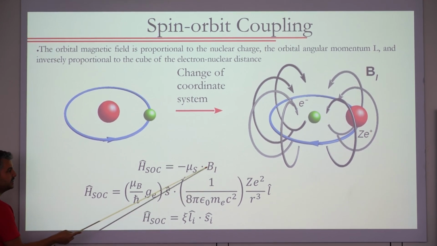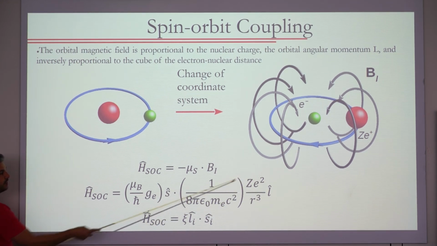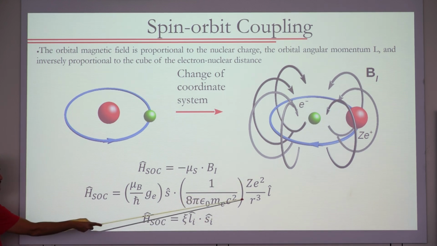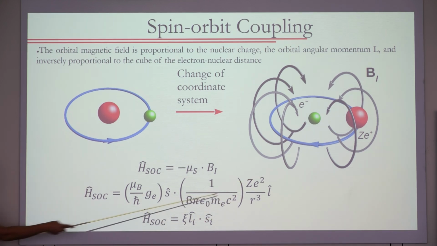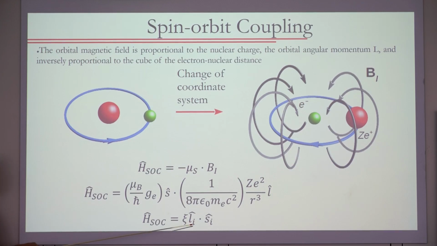This effective magnetic field depends on the orbital angular momentum of the electron, the charge of the nucleus, the inverse cube of the distance, and so on, but you put all this into a parameter called, I don't remember the name of that Greek letter. Xi? Xi. Okay. So the spin-orbit coupling Hamiltonian is Xi times the scalar product of the orbital and spin angular momentum of the electron.